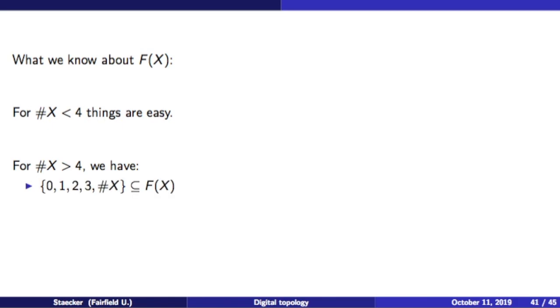Here's some things that we do know about this set. So when the image is very small, less than 4 points, then everything is easy and we don't really need to talk about that. When it's bigger, these are some facts that we have proved. These are just some theorems from the paper. First of all, the total number of points is in the fixed point spectrum because you can always use the identity map, which fixes every point. So that's easy to see.